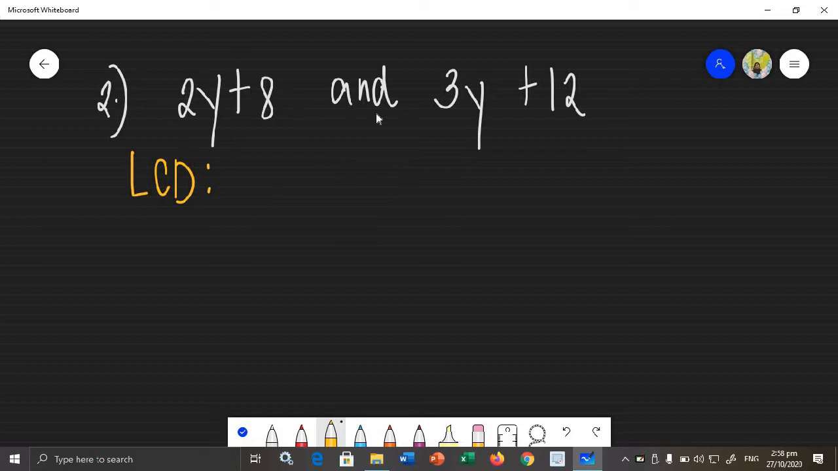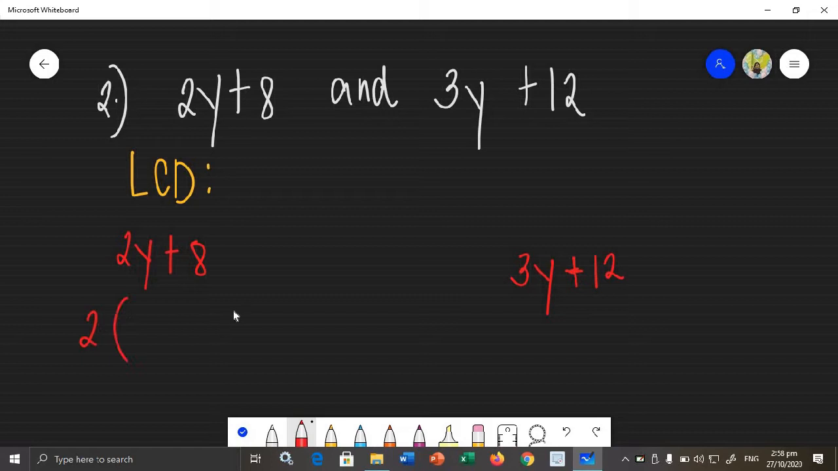So here, as you can see, we can factor the given. Okay? So let's factor them. The first one that we need to factor is 2y plus 8. And then I'm going to write the second one here, 3y plus 12. Okay? So factoring these, we will apply the lesson, factoring polynomials with a common factor. So we will look for the GCF. What is the GCF of 2y and 8? Their GCF is 2.